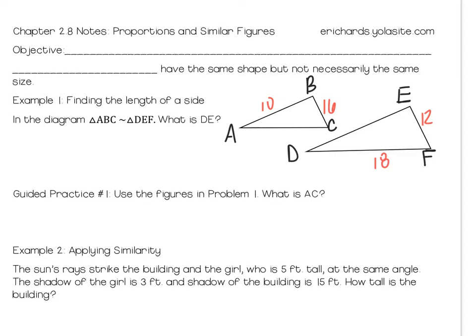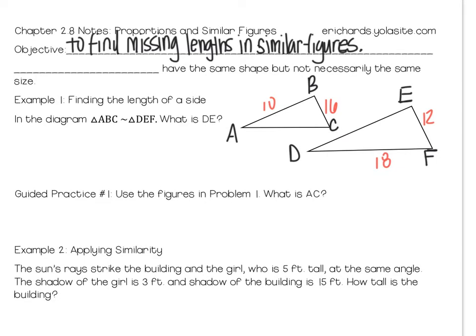indirectly. Before we can start the lesson, we need to talk about what similar figures are, and similar figures have the same shape but not necessarily the same size. The side lengths of similar figures are proportional, which is going to help you when you're trying to find the missing sides.